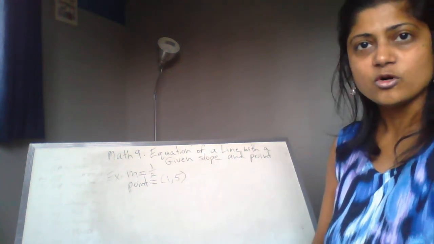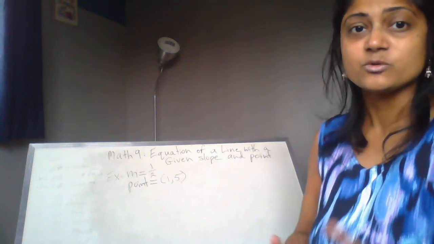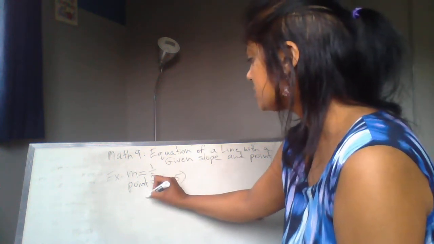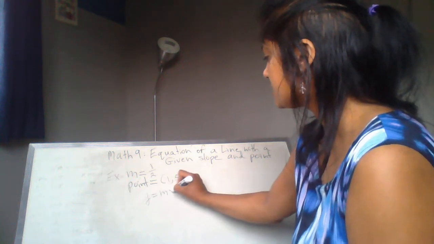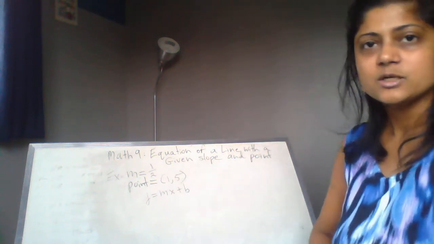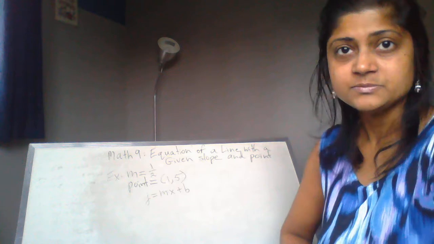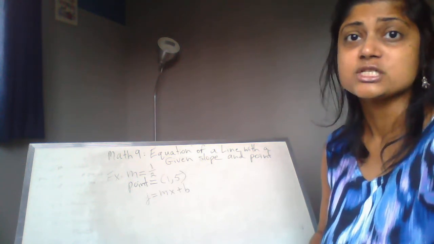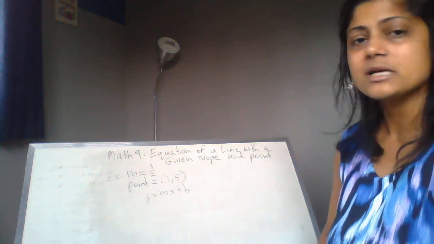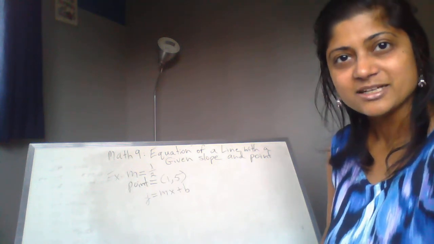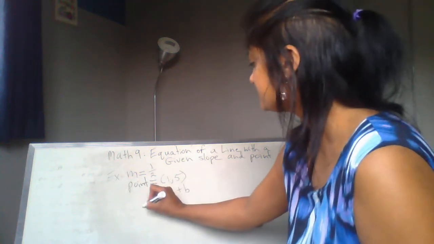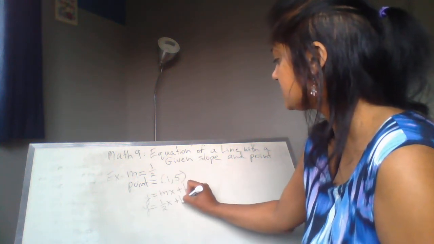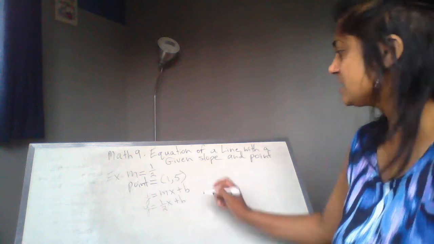Whenever you're looking for the equation of a line, remember I said last time that we should memorize this equation, and it is y = mx + b. This is the general formula or the general equation for any given line which is linear. What I'm going to do here is plug in my value for m. So let's do y = 1/2 x + b.